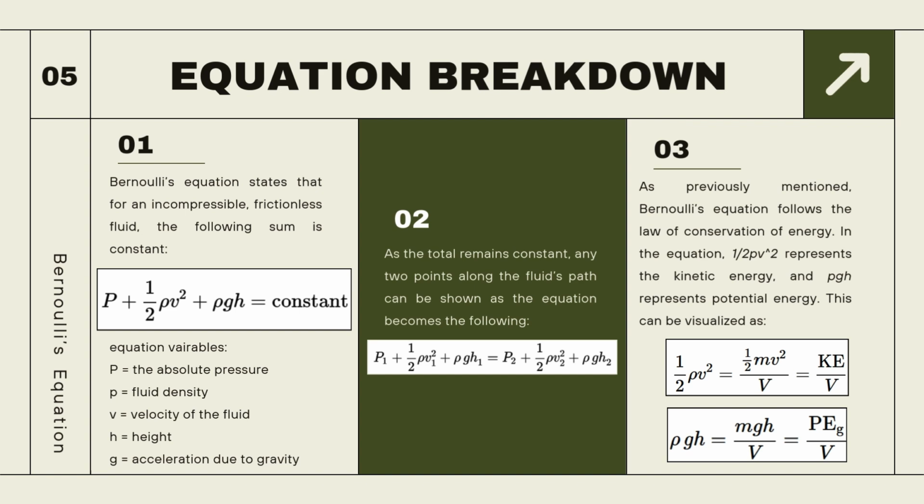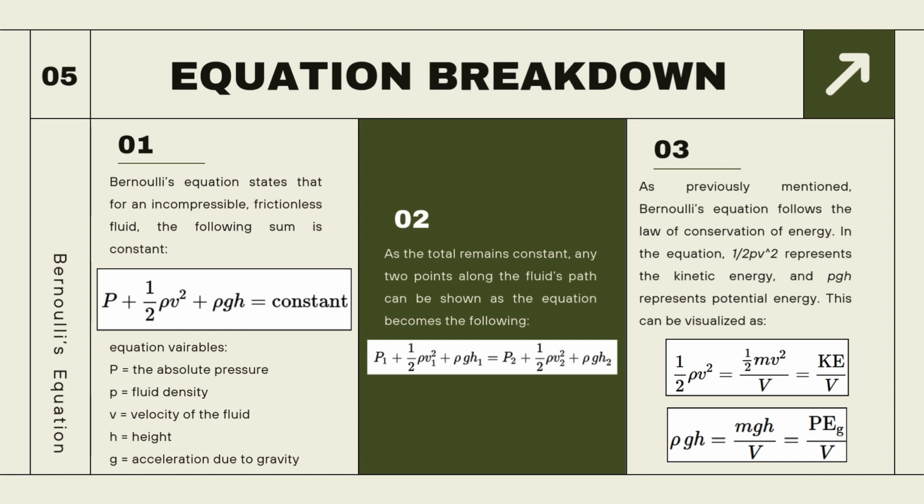Now, we are going to break down and compartmentalize Bernoulli's equation. So let's take a look at the first section of this slide. Bernoulli's equation states that for an incompressible, frictionless fluid, the following equation is true and has a constant sum. The equation reads uppercase P plus 1/2 ρv² plus ρgh equals constant.